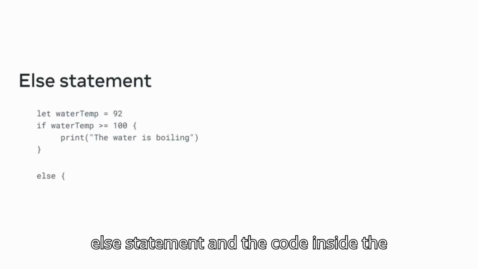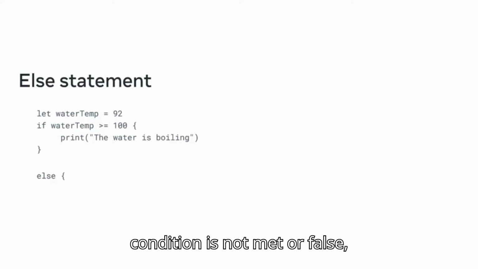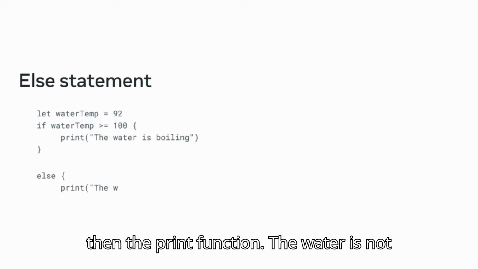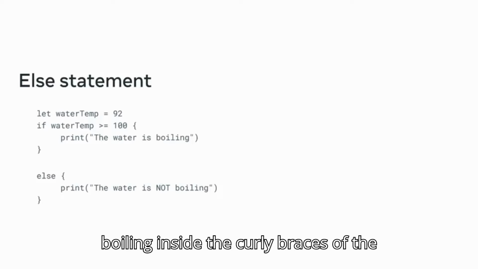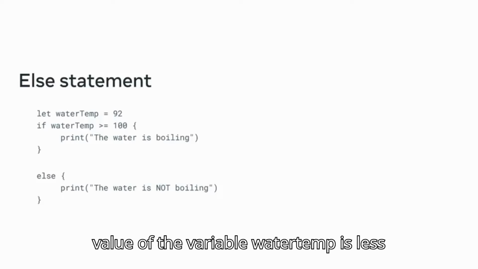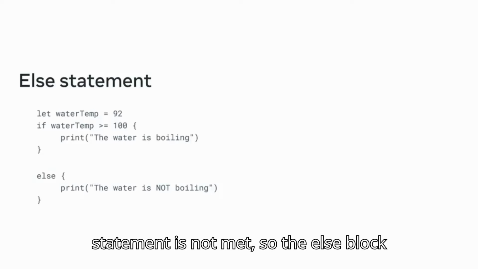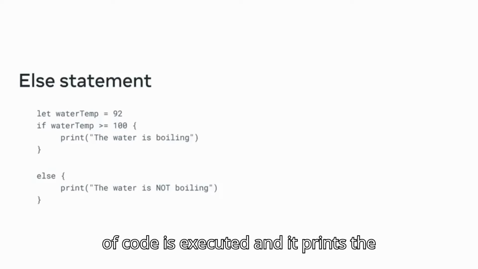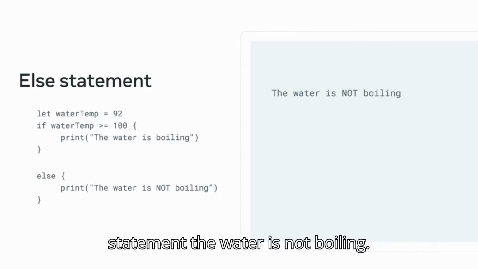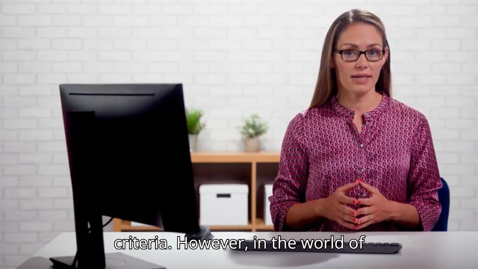You can use an else statement, and the code inside the else statement is executed when the if condition is not met or false. Then the print function, "The water is not boiling," inside the curly braces of the else block is executed. Since the value of the variable waterTemp is less than 100, the criteria in the if statement is not met, so the else block of code is executed, and it prints the statement, "The water is not boiling."